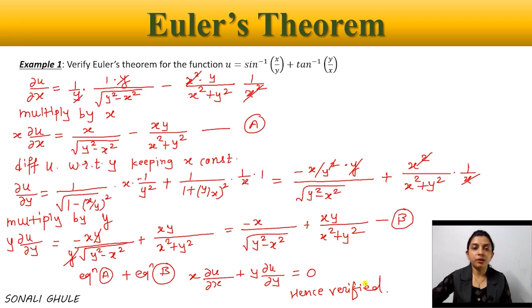Whenever there is a homogeneous function, we don't have to differentiate the terms. We can directly write the relation of first order and second order and its values. So I hope you understood the example. Let's have the next example here.